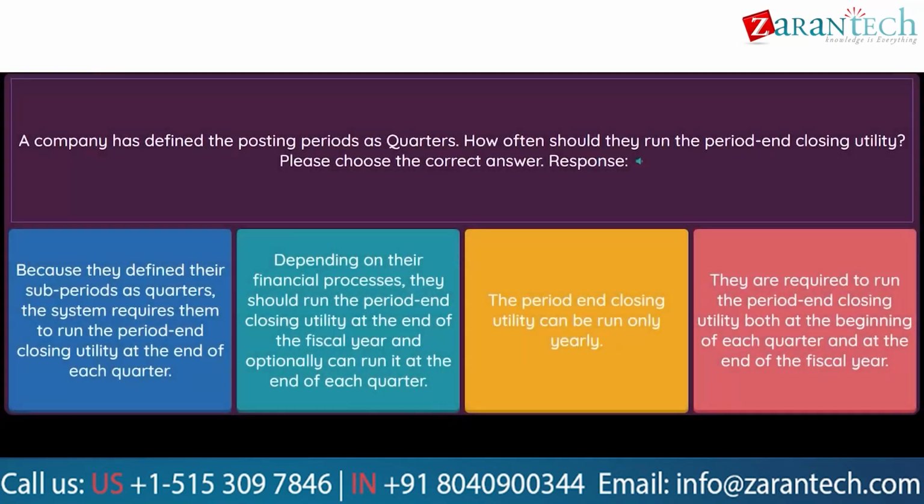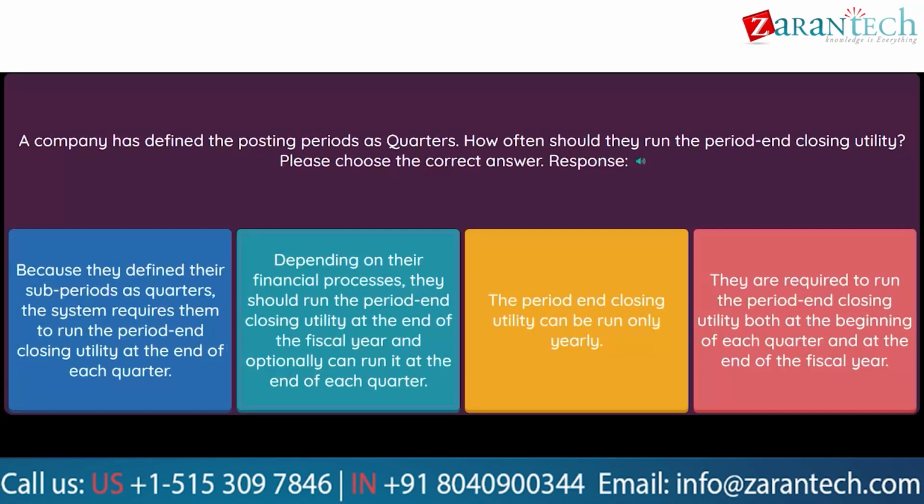Question: a company has defined the posting periods as quarters. How often should they run the period end closing utility? Please choose the correct answer. Response: Option 1, because they define their sub-periods as quarters, the system requires them to run the period end closing utility at the end of each quarter.